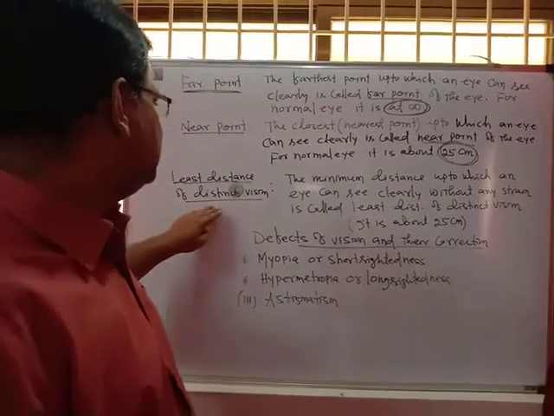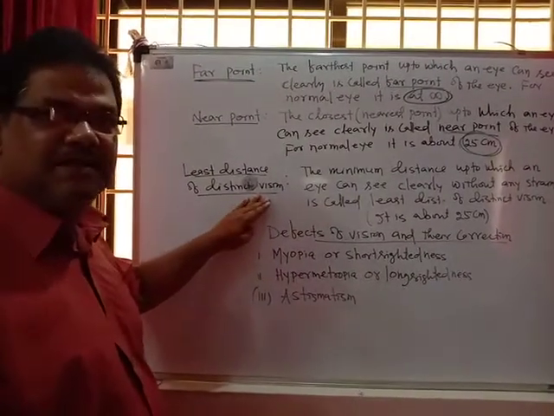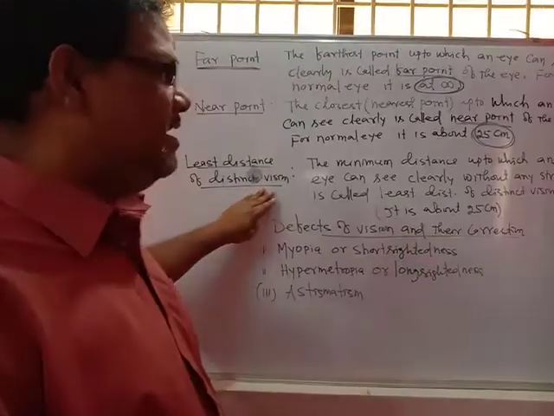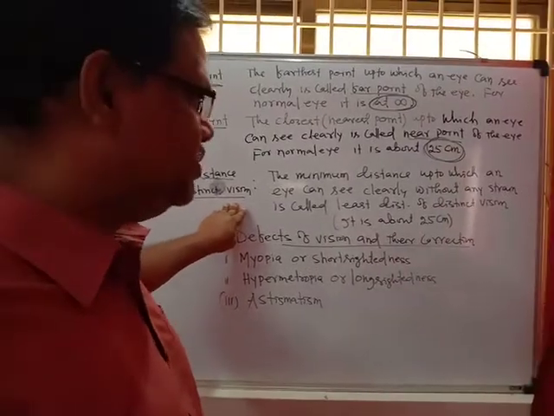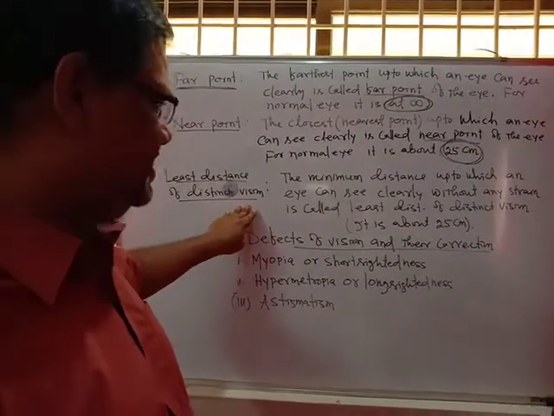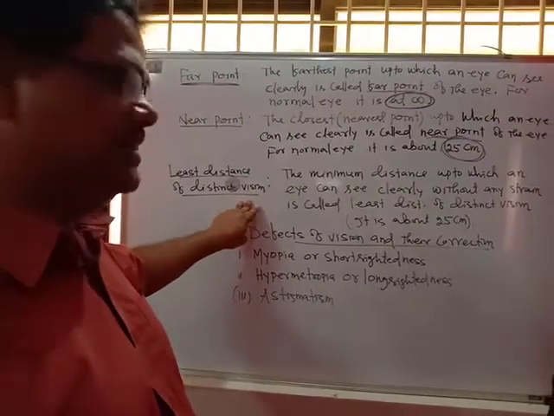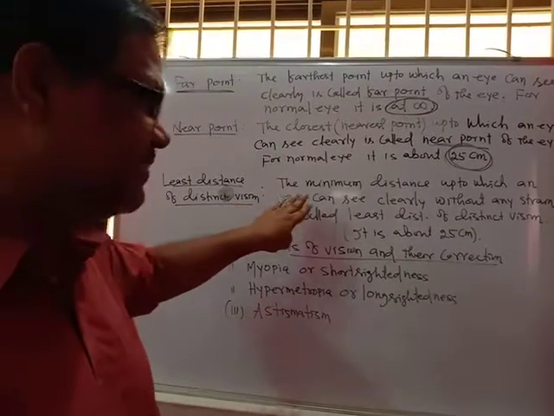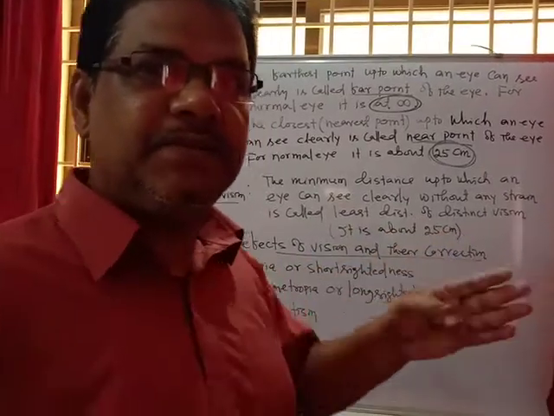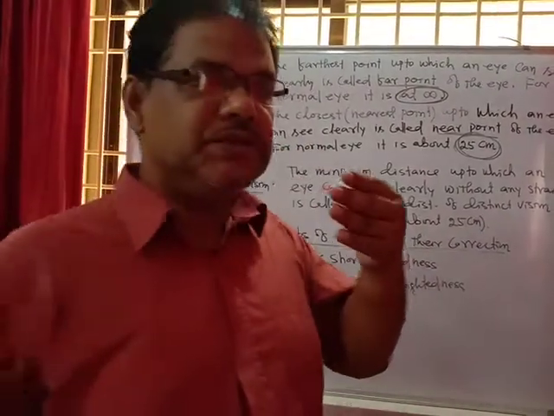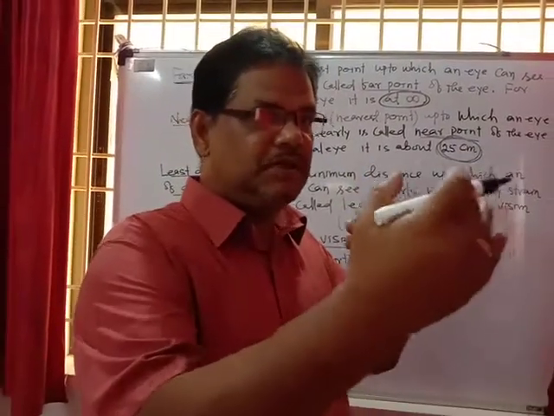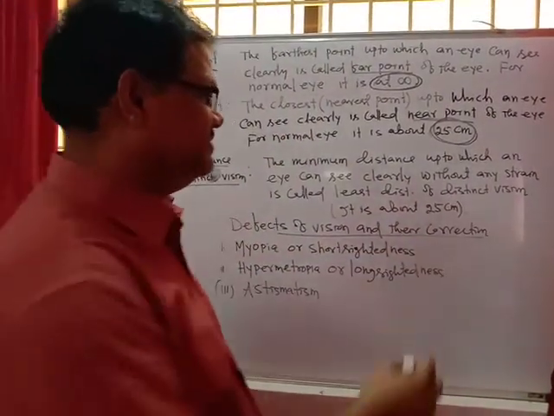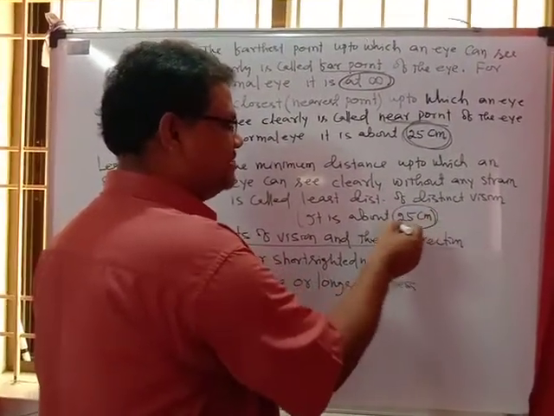Another term is the least distance of distinct vision. What is the least distance of distinct vision? It is the minimum distance up to which an eye can see clearly without any strain. For the normal eye, the distance from the eye to the near point is about 25 centimeter.